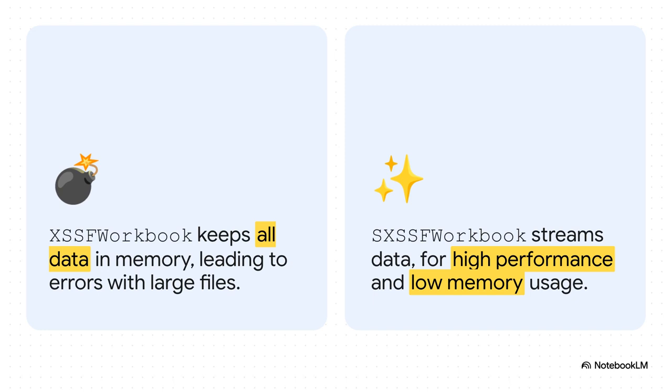The old way, using a regular XSSFWorkbook, is like trying to carry 1 million books from the library to your car all at once. You're going to drop them. It's inevitable. But the new way, with SXSSFWorkbook, that's like putting those books on a conveyor belt. It just streams the data, writing rows to a temporary file on your disk as it goes, which keeps the amount of memory you're actually using incredibly low.